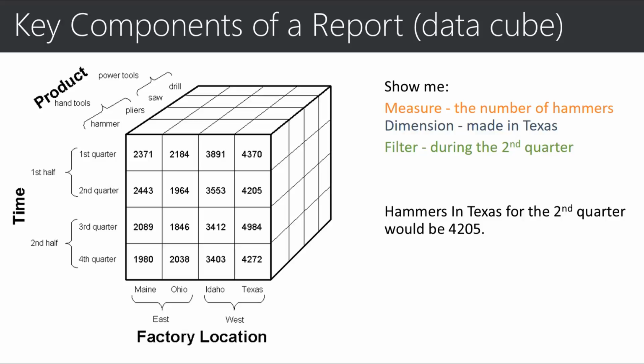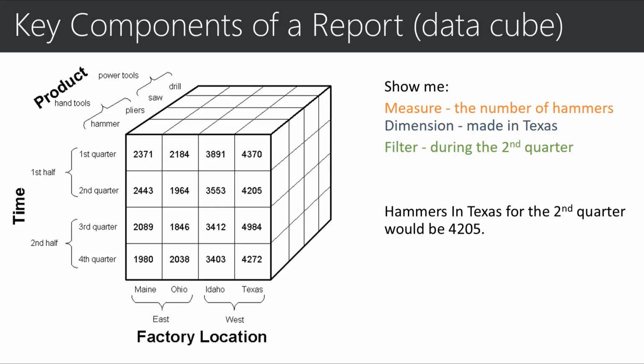In the example provided, we see that a data cube is hierarchical in nature. Looking at products, there are distinct items such as hammers and pliers that are part of a hand tools category of product. Similarly, if we look at time, we can see quarters 1 through 4, which then make up the first and second half of the year.